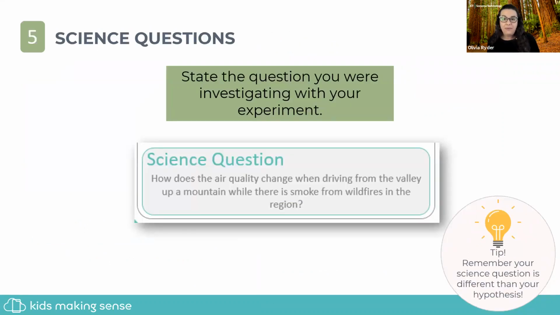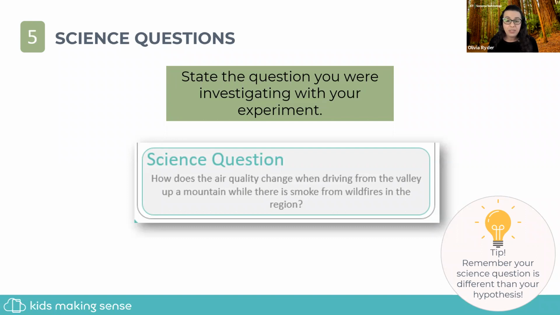So part 5 is the science question. This one's pretty self-explanatory, but it's where students will want to explicitly write down what their overarching science question was and what they were investigating in their experiment, essentially. So we can see in the sample poster that the question was how the air quality changed when driving from the valley up a mountain during a wildfire smoke event. Straightforward, to the point, that's what the science question was.